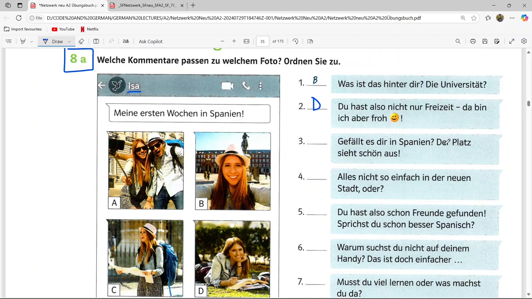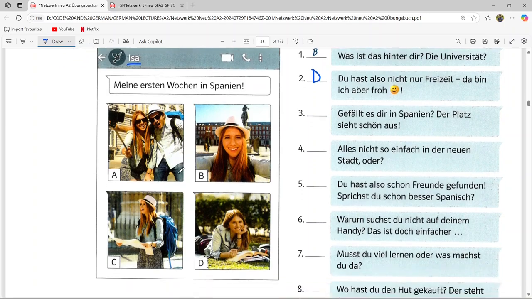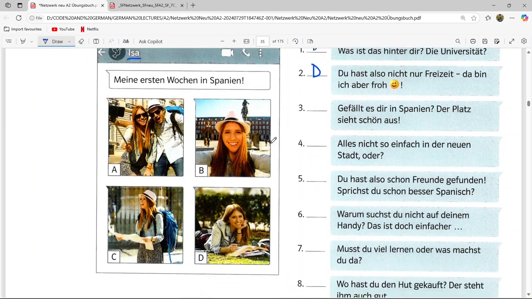Gefällt es dir in Spanien? Der Platz sieht schön aus. So do you already like the Spain, the place or the city center looks very beautiful. So somebody thought that is a university, somebody is thinking that this might be the city center. So talking about the picture B actually.